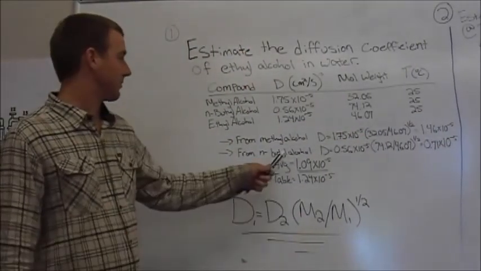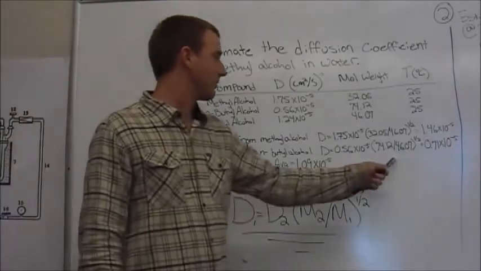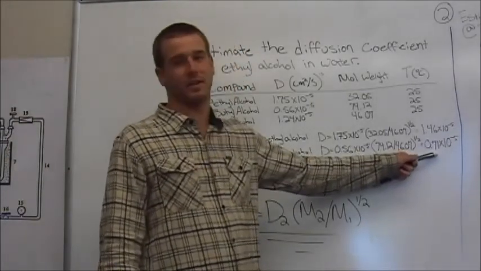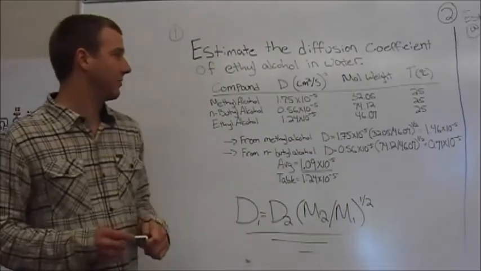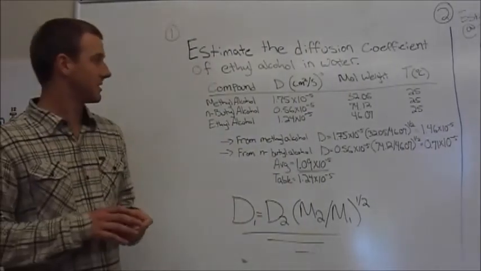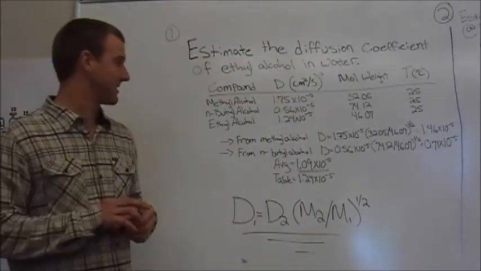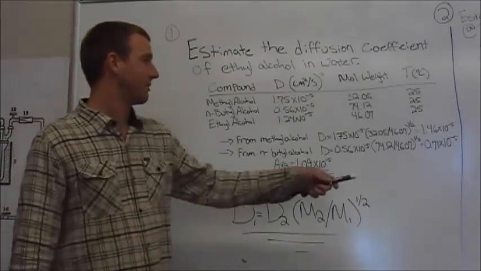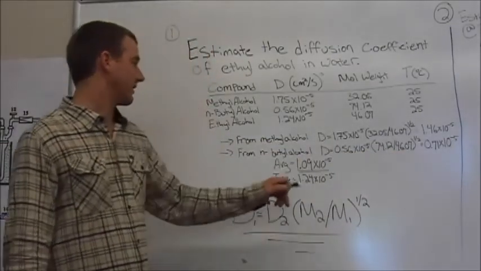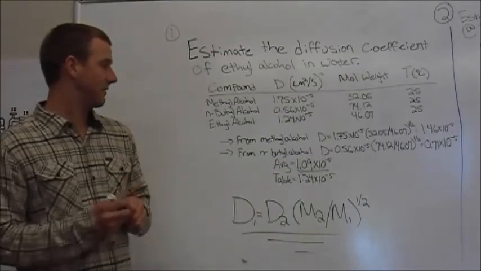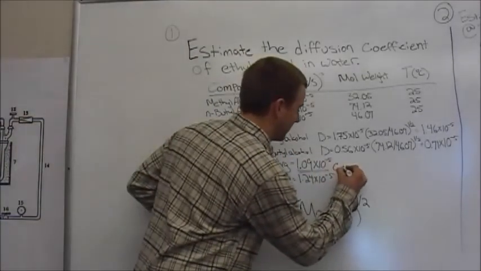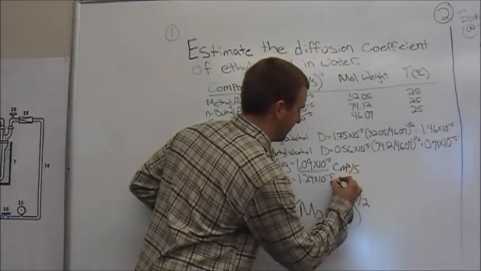Similarly, we're going to do the same thing for butyl alcohol and ethyl alcohol. Right here, we're going to get 0.71 times 10 to the negative fifth for our D. The units on both of those are centimeters squared over seconds. And the mean average of these is going to give us 1.09 times 10 to the negative fifth centimeters squared per second.